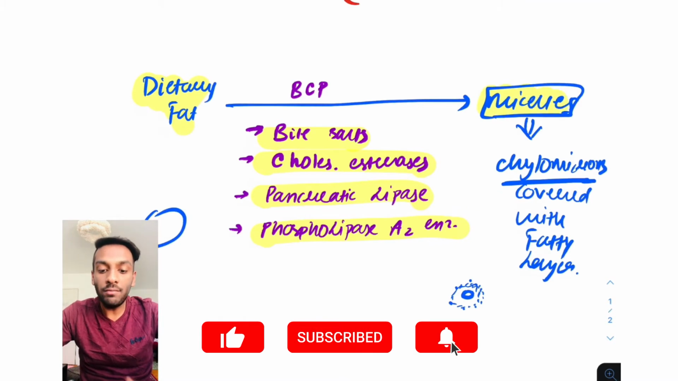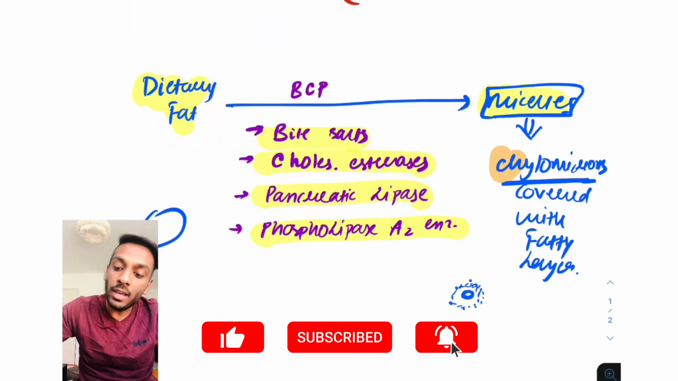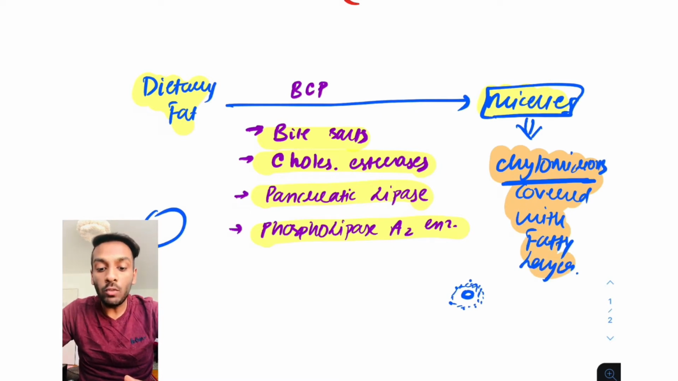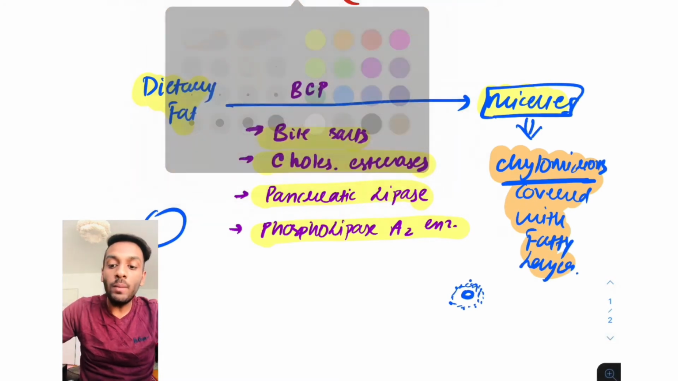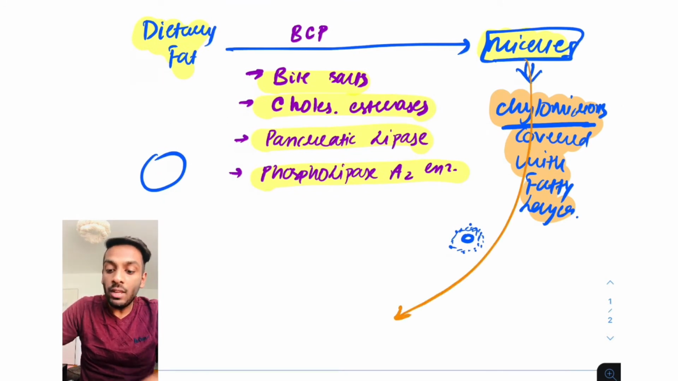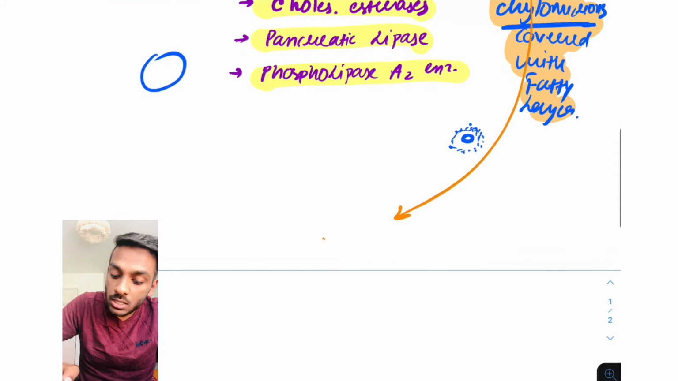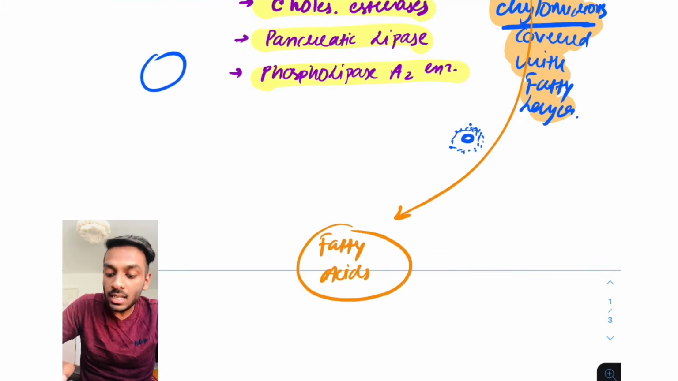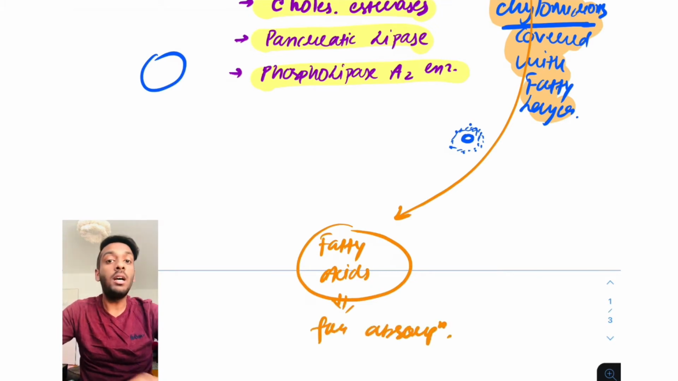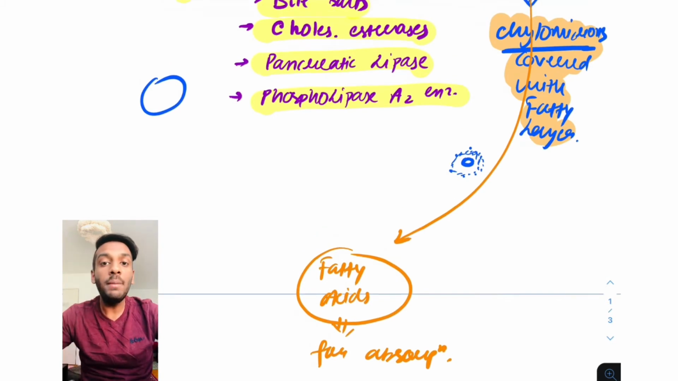And what are micelles? I have told you: the chylomicrons covered with the fatty layer. This is called the micelles. Now these micelles will again be broken down into smaller fatty acids. This is the state for absorption. The complex fat we eat will ultimately be converted into fatty acids for absorption.